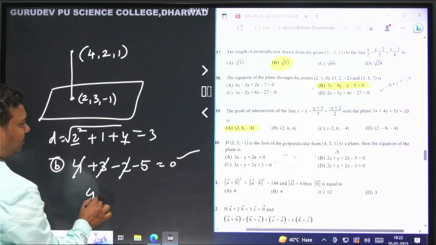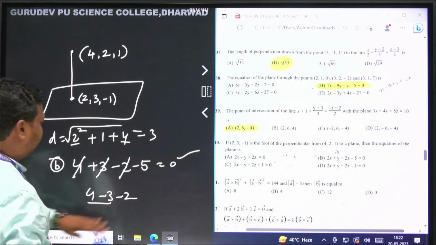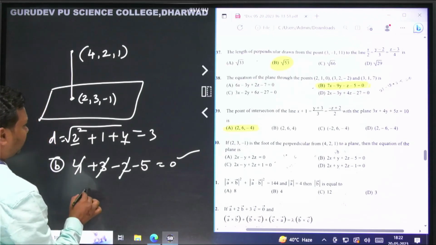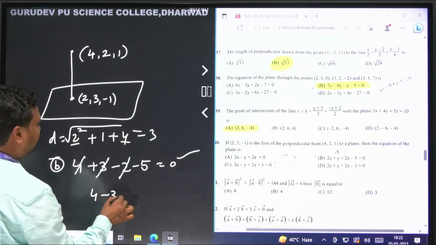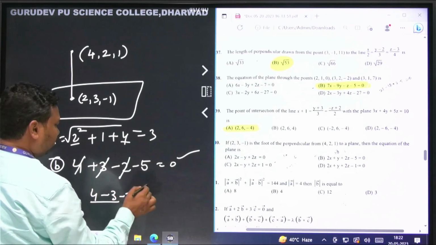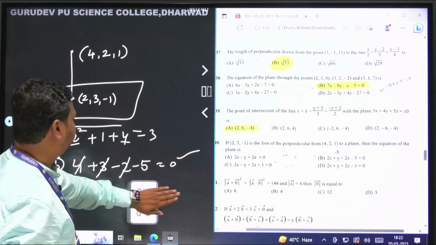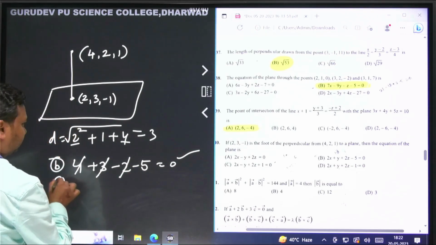2 2s are 4 minus 3 minus 2. 4 minus 3 minus 2 doesn't come out to zero. Option A eliminated. Option C: 2 2s are 4 minus 3 minus 2 plus 1. 4 minus 3 is 1, 1 plus 1 is 2, 2 minus 2 equals 0. Even option C is a possibility. Okay, option C is also possible. So option C is possible.